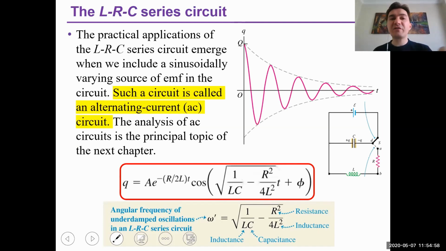So the practical applications of such a circuit emerge when we include a sinusoidally varying source of EMF in the circuit. So they are very useful in applications in such circuits. Such a circuit is called an alternating current circuit. During the next week, we will go into detail of such circuits.